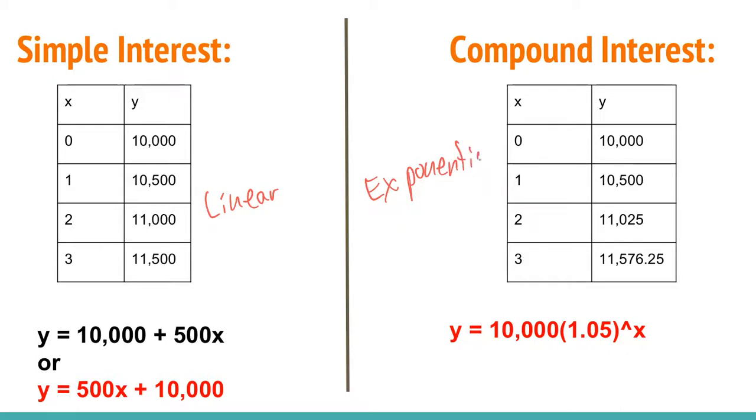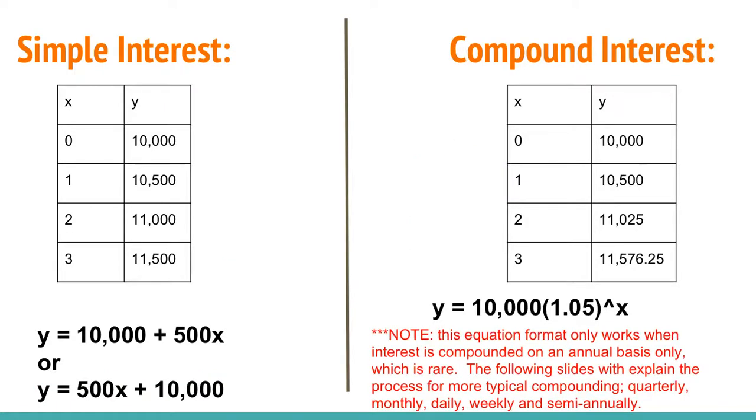So when things are exponential, you're going to get that curve to your money, whereas the linear is just going to be kind of straight and boring, so to speak. You'll note that this equation format only works when the interest is compounded on an annual basis only. So this equation is fine if your money is only compounded annually.